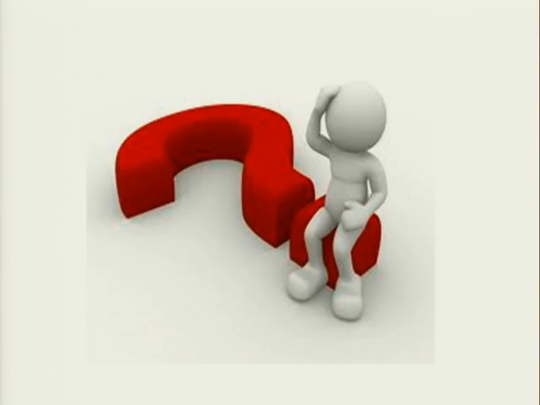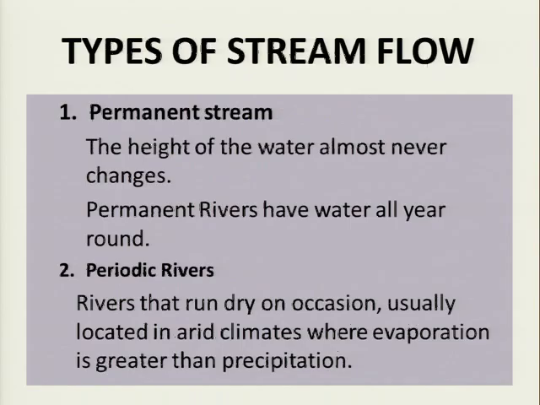Any questions on the kinds of rivers or streams, please feel free to ask. Let me recap quickly. A permanent stream is where the height of the water almost never changes and it has water all year round. These two are the most commonly confused.